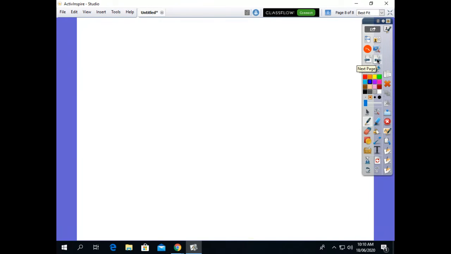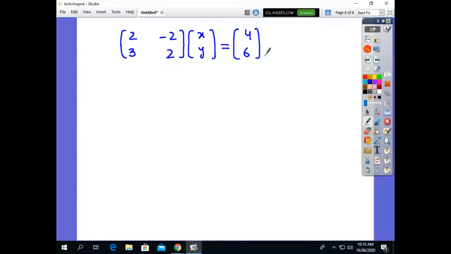First of all, we convert it into matrix form. How do we convert it into matrix form? We write the coefficients of x. See, in these two equations, the coefficient of x is 2, the coefficient of y is negative 2, the coefficient of x again is 3, the coefficient of y is 2. We convert the coefficients into a matrix, then multiply this matrix with x and y, and there is an equal sign between them. We have 4 and 6.